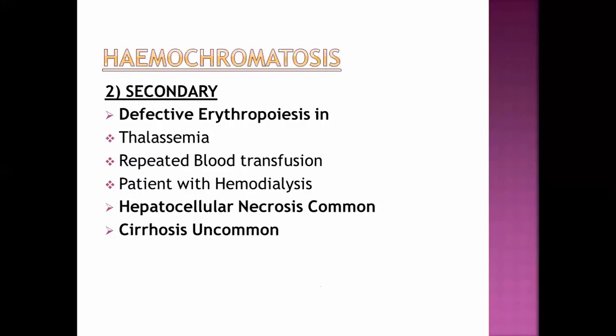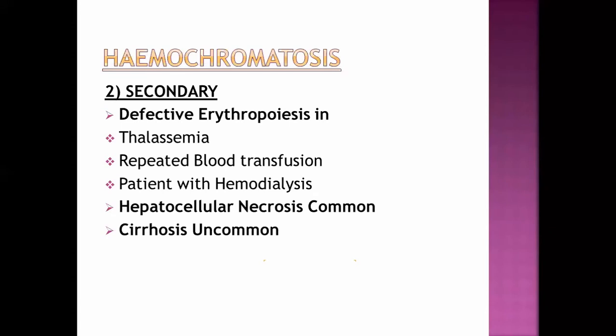Secondary hemochromatosis has three important causes: defective erythropoiesis, hepatocellular necrosis, and cirrhosis. In secondary hemochromatosis there is iron overload, with defective erythropoiesis like in thalassemia, repeated blood transfusion, and patients on hemodialysis. Patients who undergo hemodialysis are more prone to secondary hemochromatosis, as are those with repeated blood transfusion and defective erythropoiesis. Hepatocellular necrosis of the liver is common in secondary hemochromatosis. Cirrhosis is uncommon in secondary hemochromatosis.